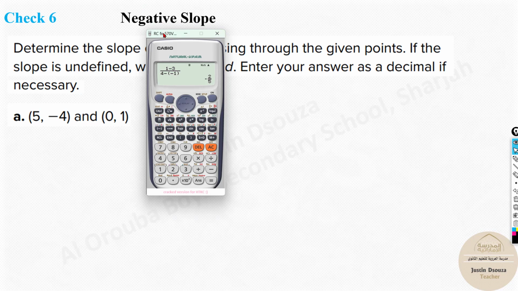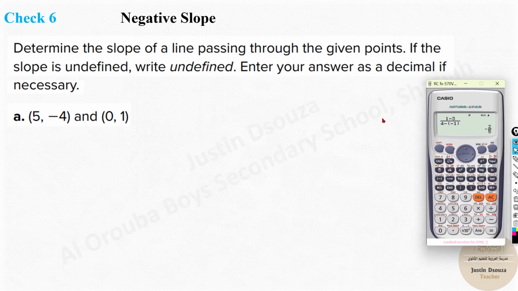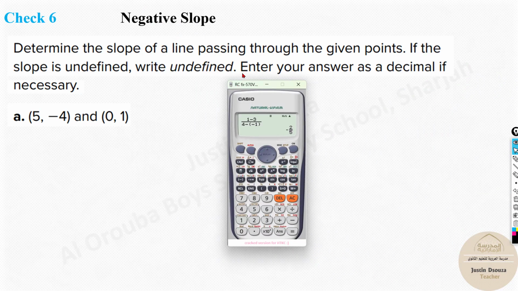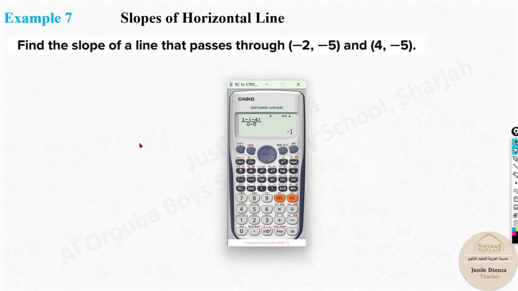Here then, negative slope problem. We have a check problem. Same like just now what we have done. Please do try it by yourselves. I'll do it over here now. It's 1 minus of negative 4 divided by 0 minus 5. And it is negative 1 over here. That's it. So this is how you can easily solve problems once you know the slope formula.